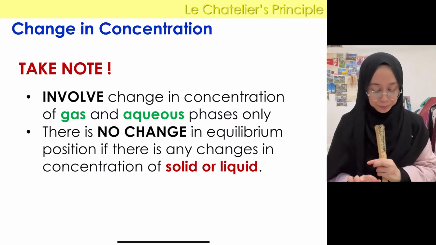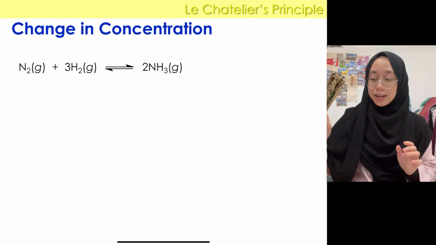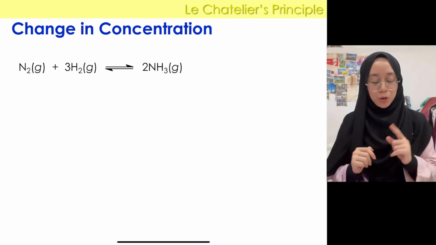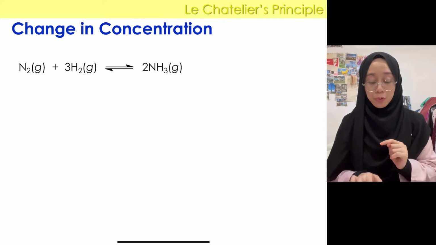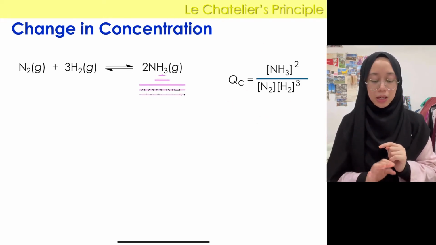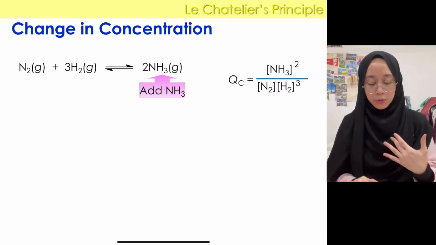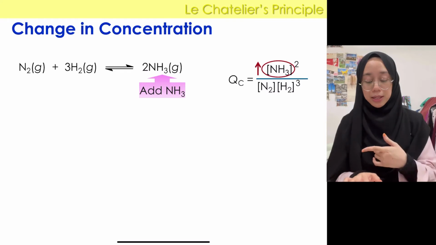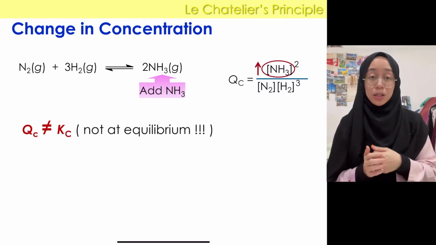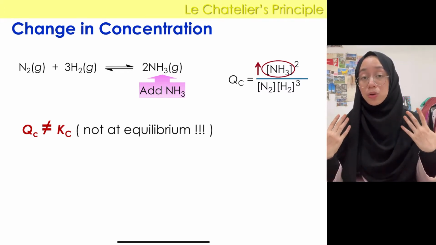Okay. Right, so for example, we have nitrogen gas and hydrogen gas. So I put this aside or else Miss will play with it. So this will produce ammonia. So this is the Qc for our system. So let's say we add more ammonia. So by adding more ammonia, it means we increase the concentration of ammonia here. So now our Qc does not equal Kc. So when it is not equal, therefore the system is no longer in equilibrium.